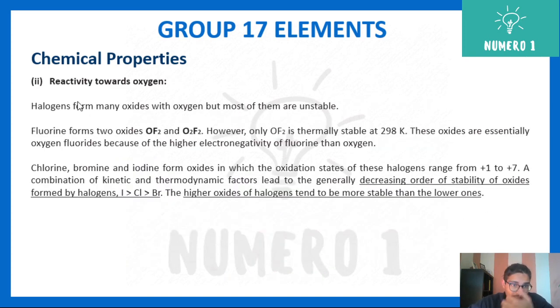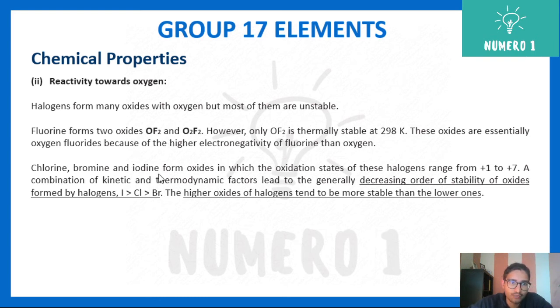Next, reactivity towards oxygen. Halogens form many oxides with oxygen, but most of them are unstable. Fluorine forms only two oxides, that's OF2 and O2F2. However, only OF2 is thermally stable at 298 Kelvin. These oxides are essentially oxygen fluorides because of the higher electronegativity of fluorine than oxygen. So note that fluorine here is the most electronegative element, and then next comes oxygen.